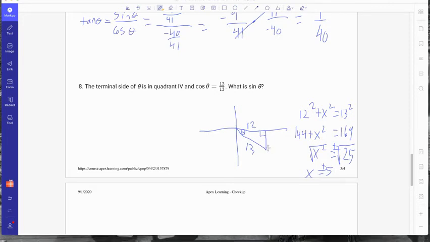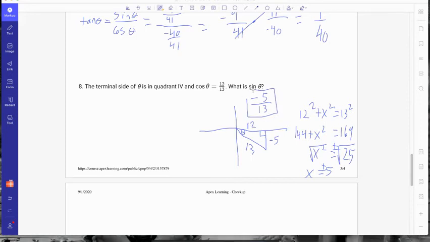Well, I'm in the fourth quadrant, and this is going down. This is going to be a negative 5. You do have to pay attention again to where we're at. Sine of theta is opposite over hypotenuse, so it's going to be negative 5 over 13, because we know that sine is negative in the fourth quadrant. Lots of mistakes happen if we forget the negative and don't think about that.